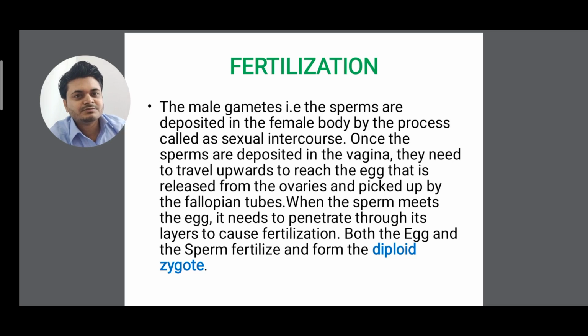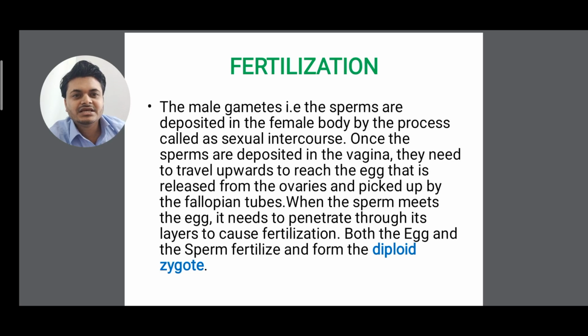Clear? Since the sperm has a tail, isn't it? So it can swim. It passes through the urogenital tract, from the vagina, then the uterus, and it moves towards the fallopian tube, not the ovary, clear? The fallopian tube is also called the oviduct. When the sperm meets the egg, it needs to penetrate through the layers, and this is called fertilization.